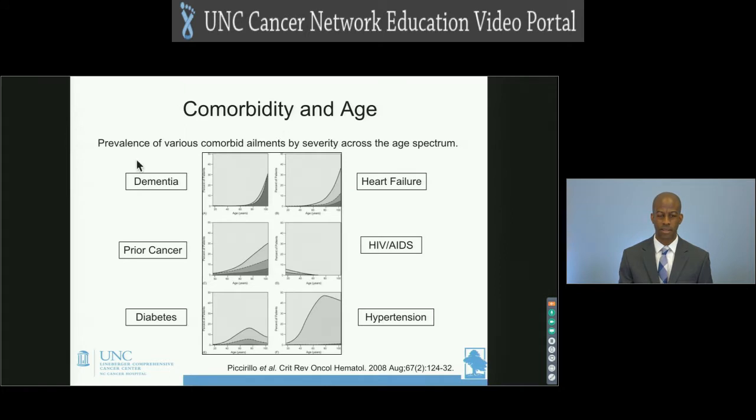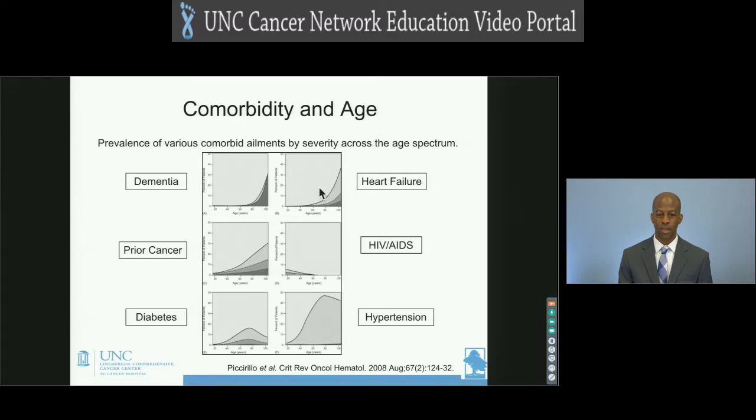Another result of this diminished organ function is the development of comorbidity. So you can imagine if your cardiac function diminishes over time, that your heart function as a whole is going to diminish, and that's eventually going to lead to heart failure. Likewise, brain function, dementia, endocrine function, diabetes, cardiovascular function, hypertension.